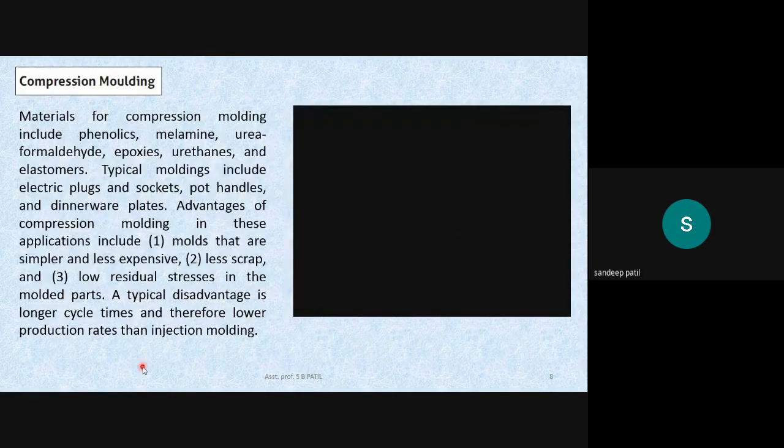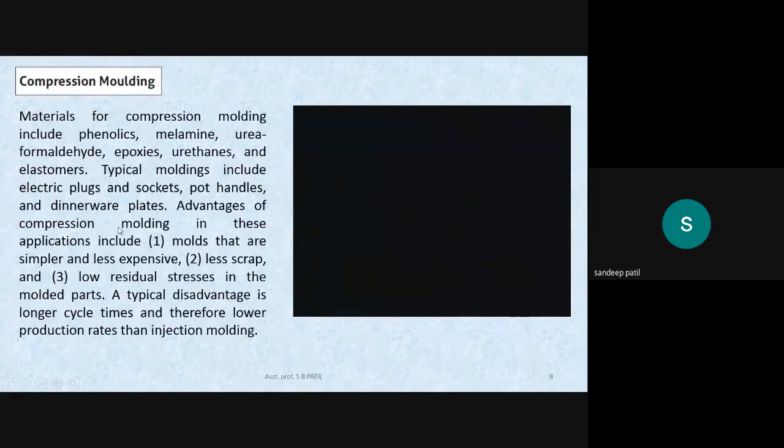Let us see the video regarding compression molding. Before that, we will see the materials for compression molding: phenolic materials, melamine, urea formaldehyde, epoxies, urethanes, and elastomers. Generally, all kinds of thermosetting materials and elastomers are used for compression molding. Typical moldings include electric plugs, sockets, pot handles, and dinnerware plates. These are some typical applications.